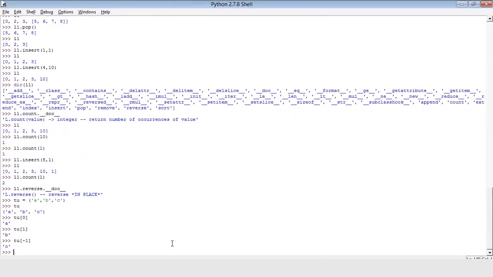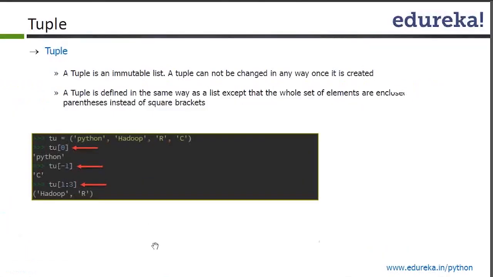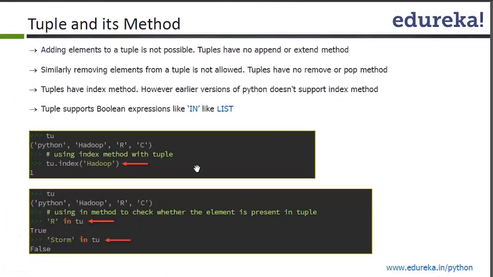Okay, there is no difference whatsoever in respect of accessing a tuple. The only difference between a tuple and a list is the braces. You access it exactly the same way: tuple with square braces 0, 1, where 0 will give you the 0th element, 1 will give you the first element, minus 1 will give you the last element, and so on. So there is no difference. What's the difference? Let's go and see.